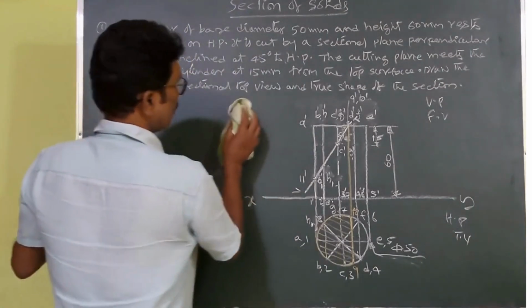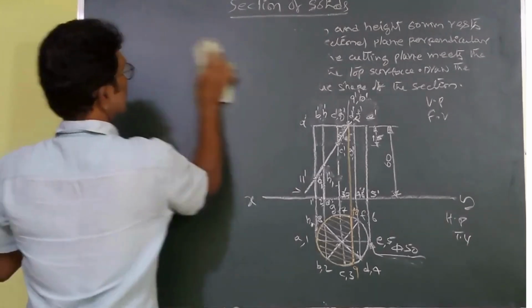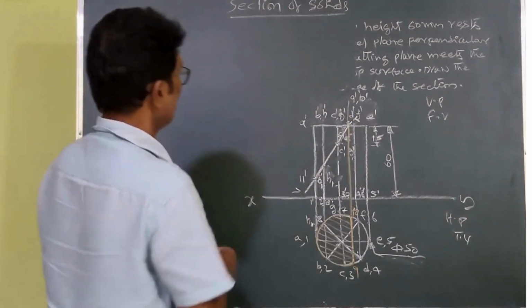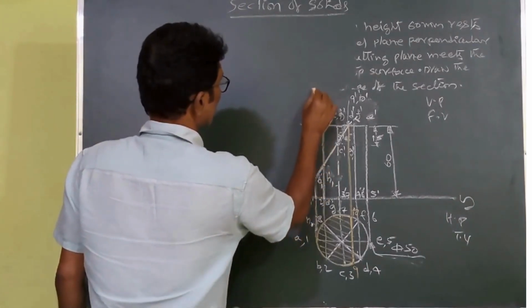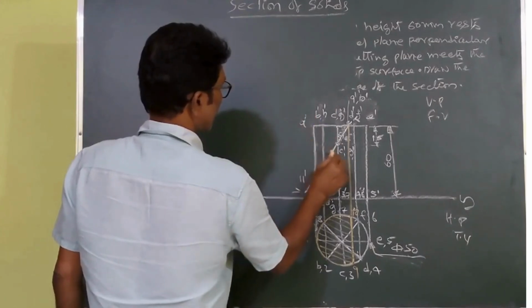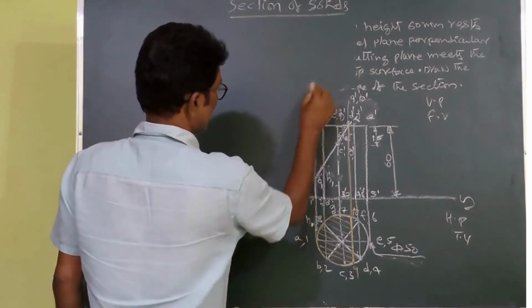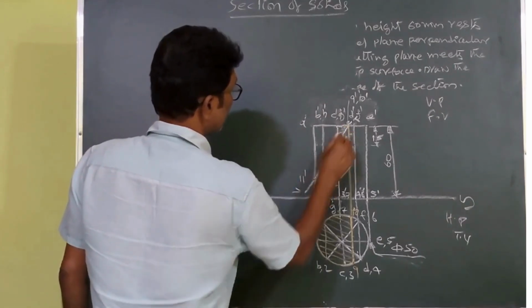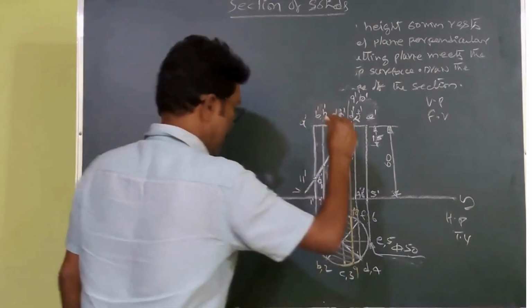I would like to remove this, because the space is not enough. What I want to do here is, from this cutting plane, above it, draw another xy line parallel to this cutting plane. You draw an xy line here. I would like to draw it here.